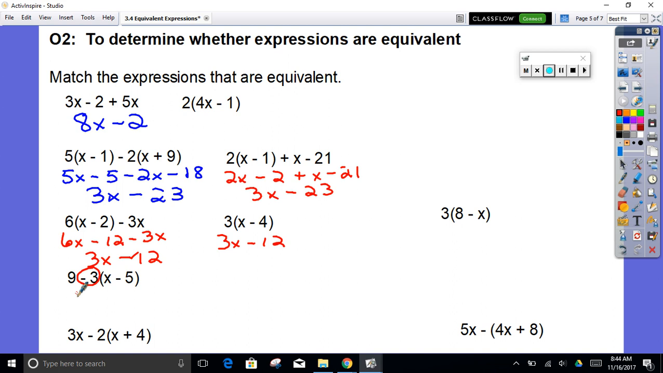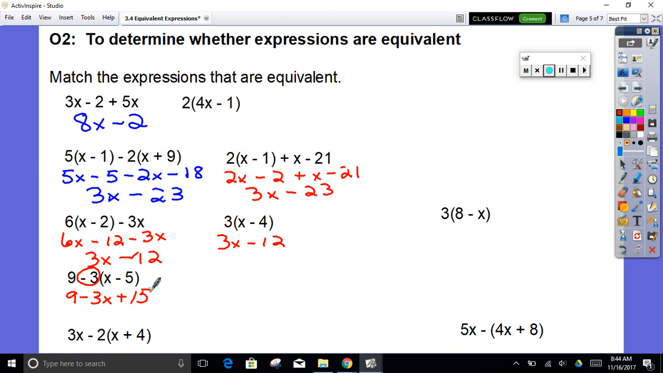So let's bring down the 9. When we distribute the negative 3, what do we get? When we do negative 3 times x. Negative 3x, so minus 3x. And then negative 3 times negative 5 is 15. Okay, now you can combine like terms.